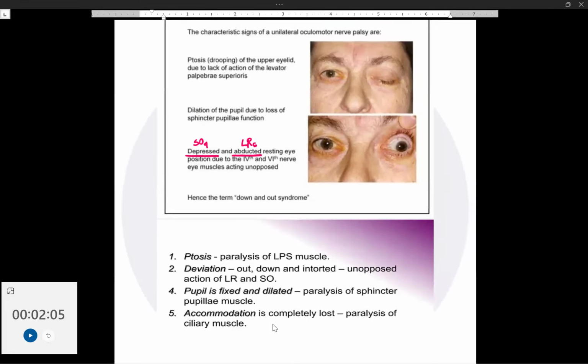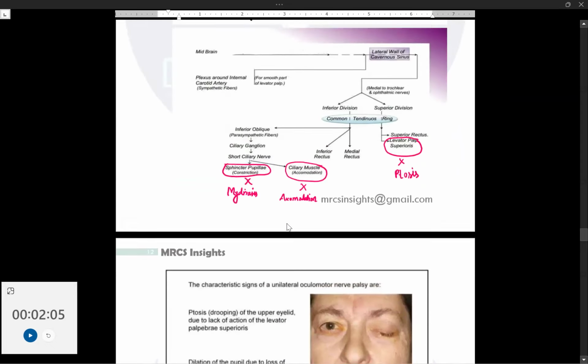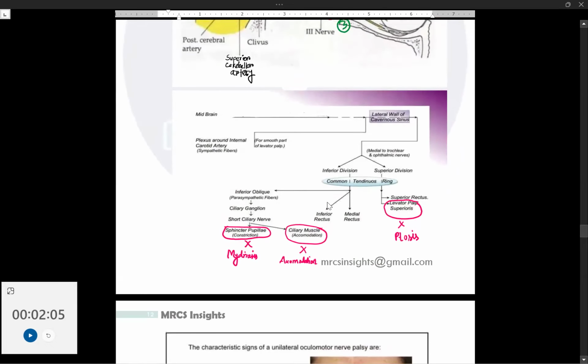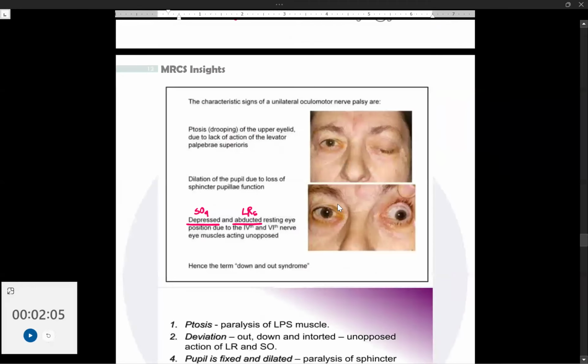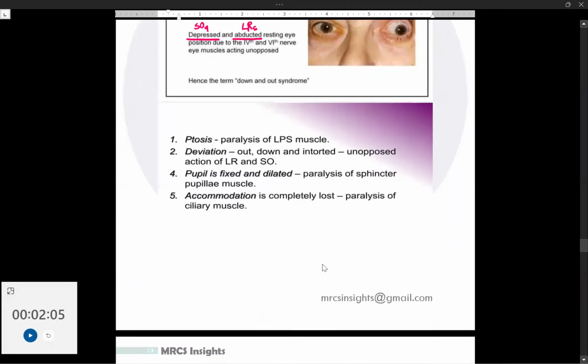So this is all about the oculomotor nerve, its course as well as the muscles supplied by it, and the clinical features of oculomotor nerve palsy. Is that clear, everyone?